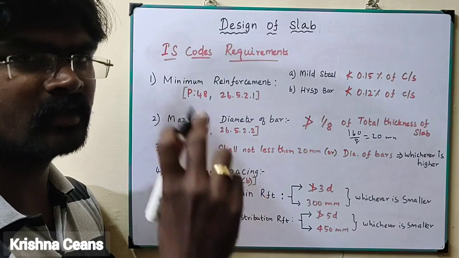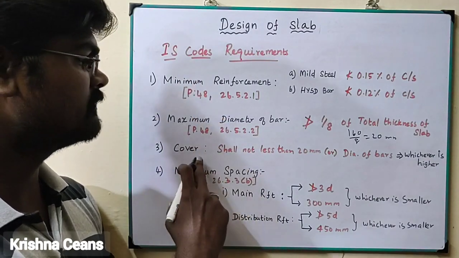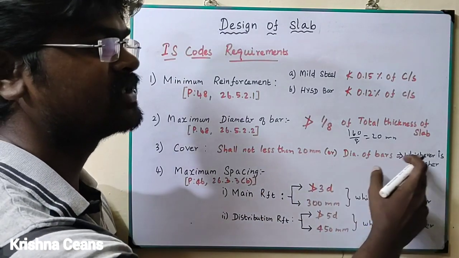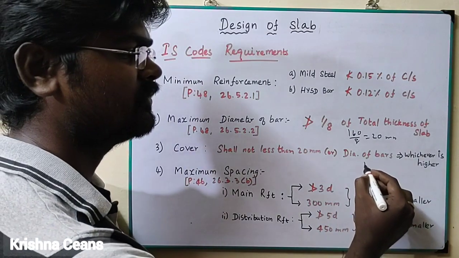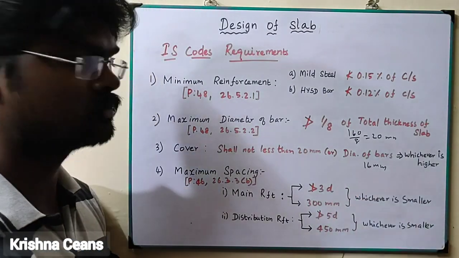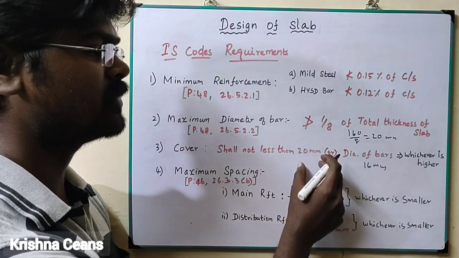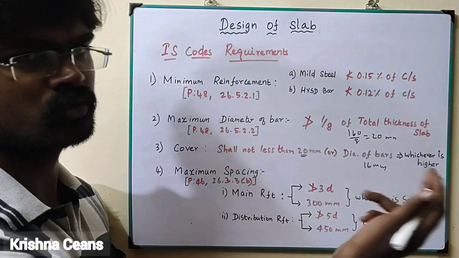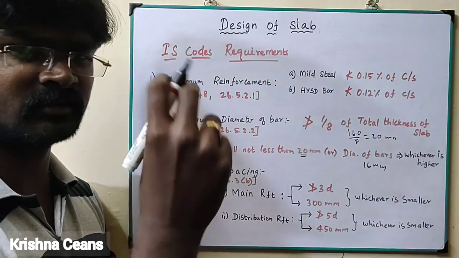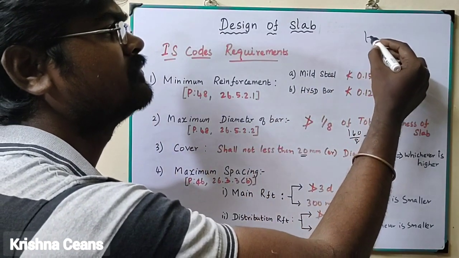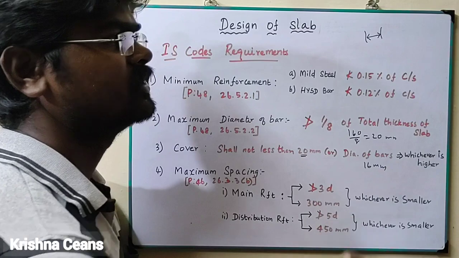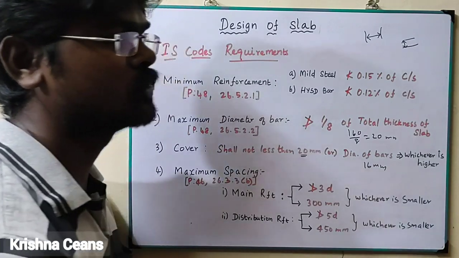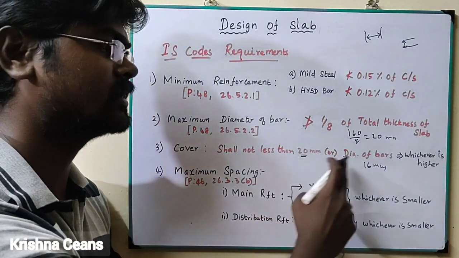Next, how much cover we have to provide. Cover shall not be less than 20 mm or the diameter of the bar, whichever is higher. In case we are using a 16 mm diameter bar, the cover shall not be less than 20 mm, when compared to the 16 mm, which is higher. So 20 mm is higher, we have to use 20 mm. That is the cover. Cover is the distance from reinforcement to concrete; reinforcement to concrete, we call it the cover. So that condition is there.